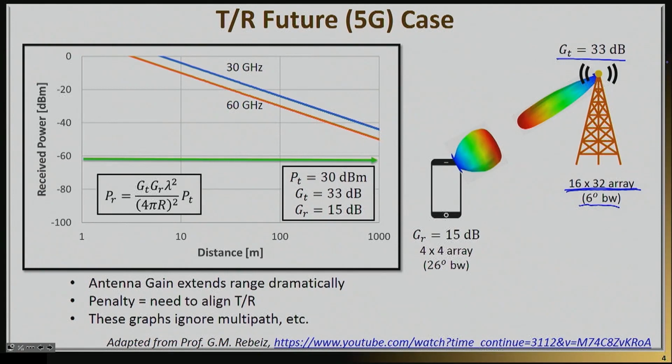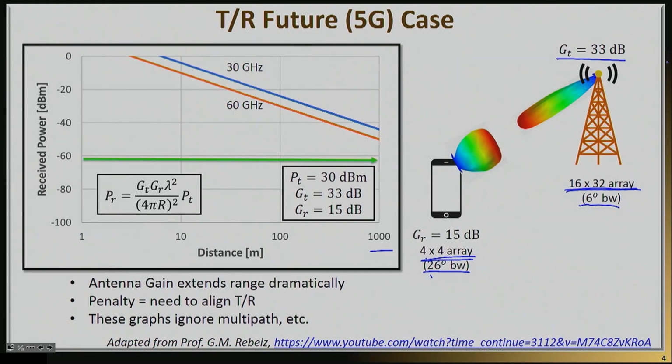Now, if you also have an antenna array on the cell phone side, let's say roughly a 4x4 antenna array system, that will give you about 26 degrees beam width. And when you multiply those, now you can see that your range starts becoming in the order of kilometers or more.